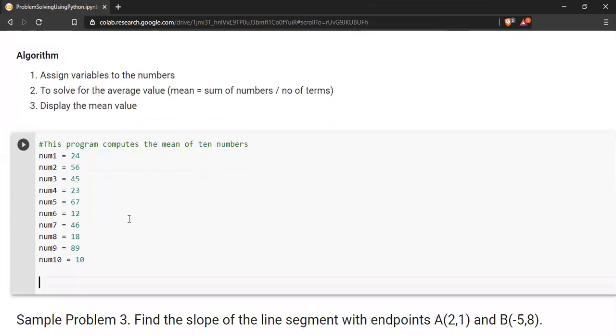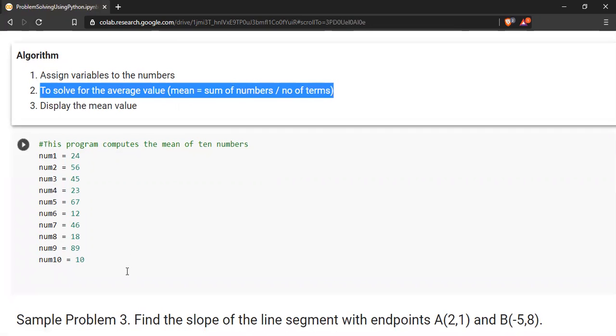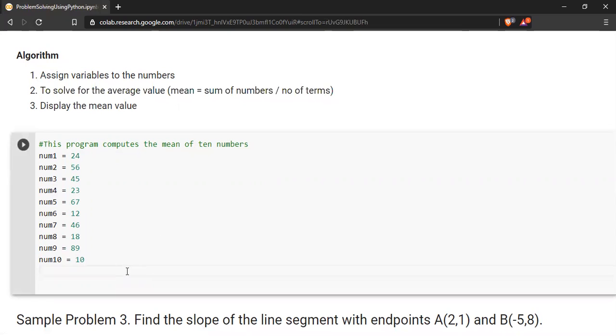Now take note, in our algorithm, we assign variables to the numbers because we will be using these variables to create our equation. The second step is to solve the average value or mean. So we will denote the mean using this variable. The mean is equal to the sum of the numbers divided by the number of terms.